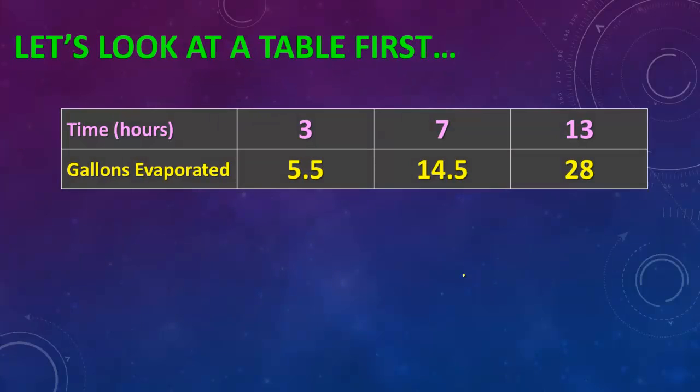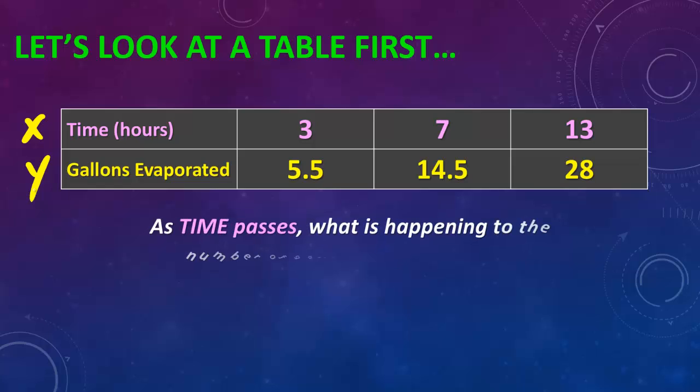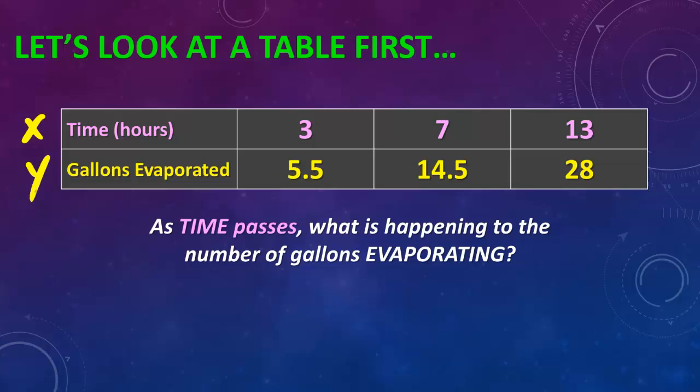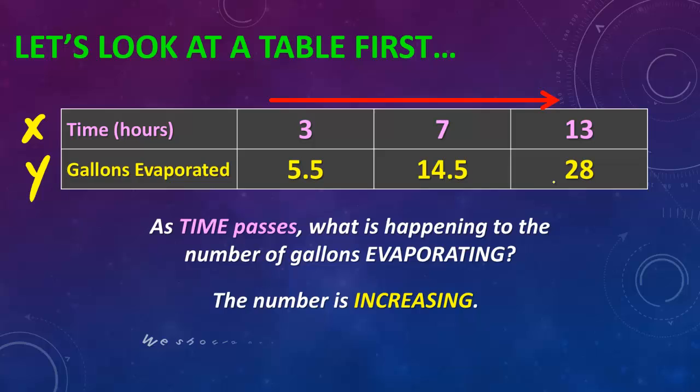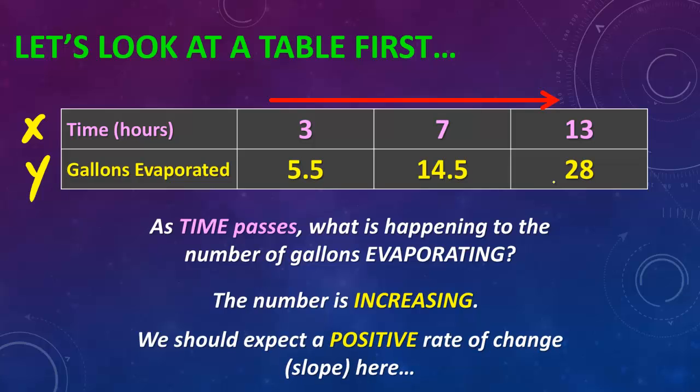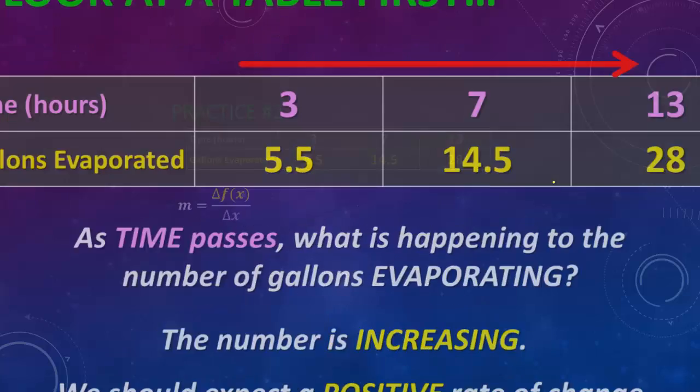Okay, now if you're given a table like this one, make sure you're looking at the table first, because again, make sure you know what your x's and y's are. When your table goes like this, x is on top, y is on the bottom. All right, so as time passes, what's happening to the number of gallons that are evaporating? Well, you've got your hours, 3, 7, so time's going this way, right? And the number of gallons that are evaporating are increasing. So the number is increasing. So we should have a positive slope, meaning when you figure out your slope, the number should be positive.